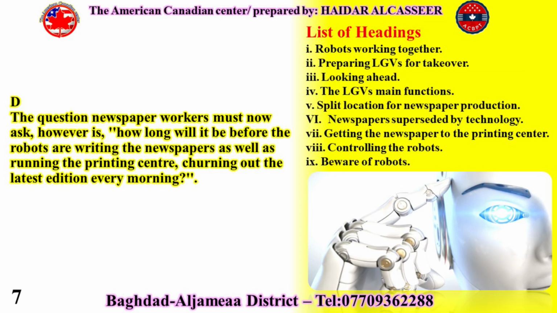Now let's move to the last paragraph. Here, D. The question newspaper workers must now ask, however, is how long will it be before the robots are writing the newspapers as well as running the printing center, churning out the latest edition every morning? Before we answer this paragraph, what's the meaning of churning out? As we said, you don't have to know each single word of the paragraph. Churning out here doesn't affect, and we don't need it. You don't have to know its meaning.